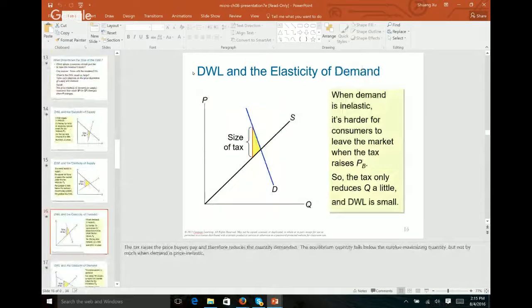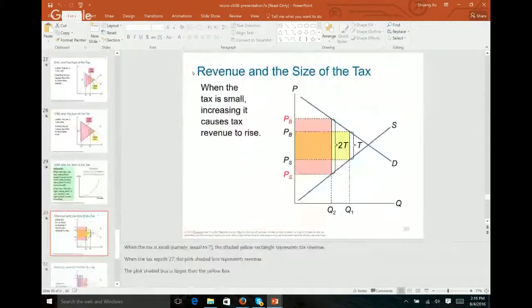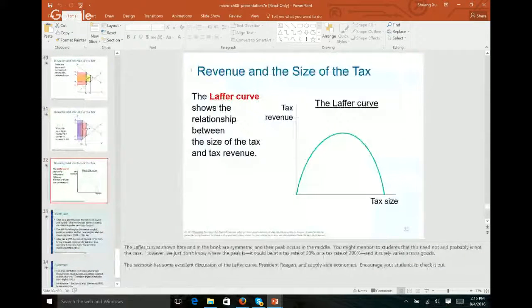Let me see what else is important for chapter 8. Oh, this one is important. Laffer curve. So the Laffer curve shows you the relationship between the size of the tax, so how much tax we charge, like a percentage, and the government tax revenue.